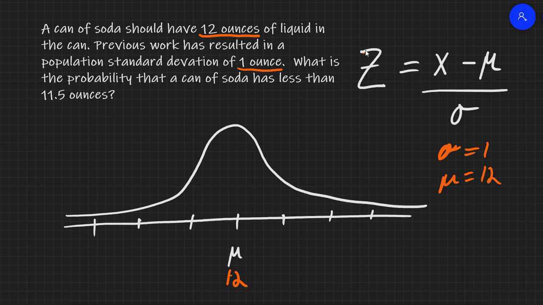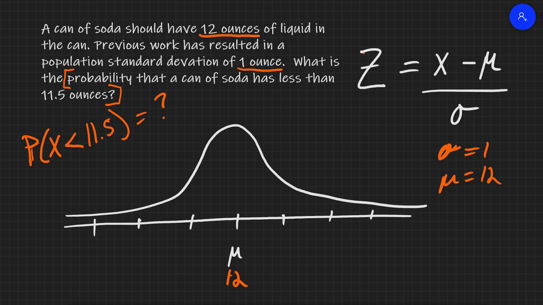What is the probability that a can of soda has less than 11.5 ounces? So let's focus on this phrase right here, the probability that. We're asking, what is the probability that, with the parentheses on the inside, the probability that X, some can of soda at random, is less than 11.5 ounces. And here we should get some percentage, or in our case some decimal, but that's fine. Whatever it is, that's what we're trying to figure out, okay?